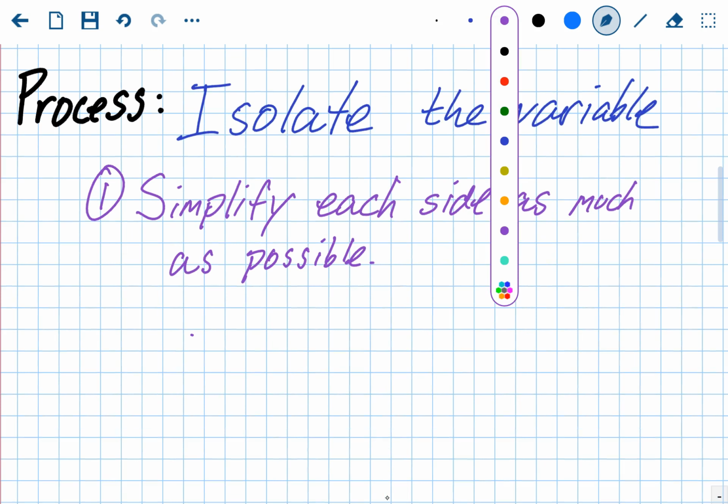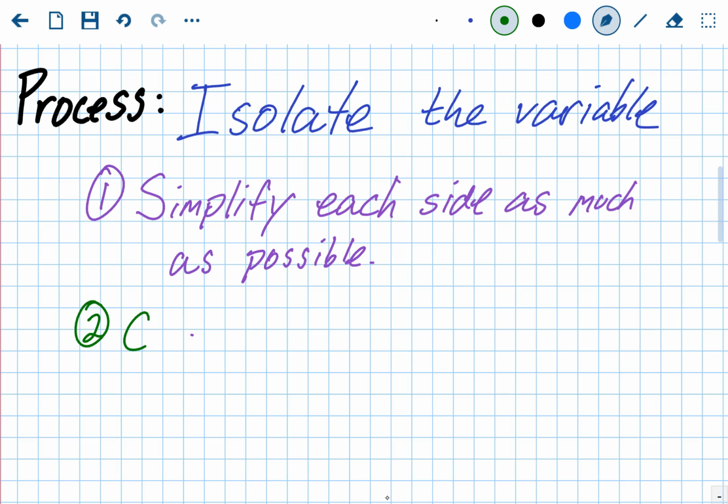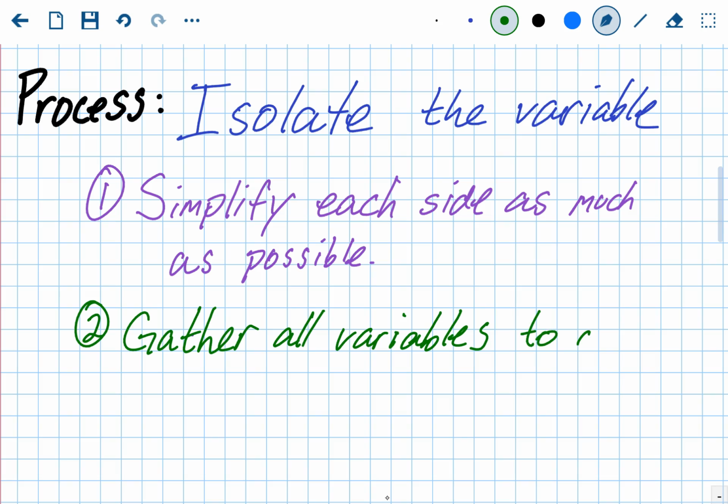All right, well, once you're done with that, you're going to want to gather all the variables to one side. Usually people like to go to the left side with the variables, but because we know the symmetric property, the left side and the right side are interchangeable, so it doesn't matter what side you go to. But gather all the variables to one side.